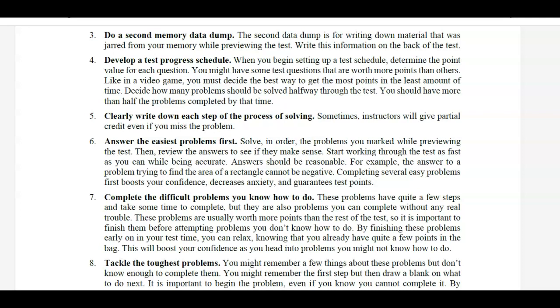And then, like I've been saying, answer the easiest problems first. Do the problems that do not stress you out, that you feel are easy. Get all of those done first. And that's going to get you those points for those. And that's going to also help you with your time management.